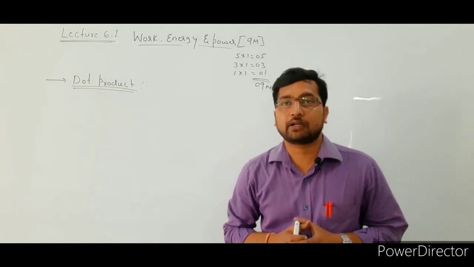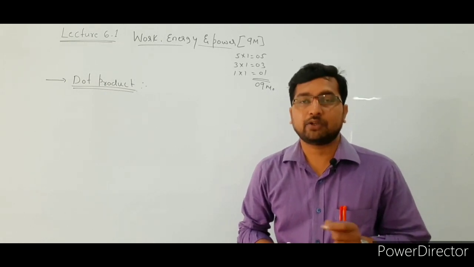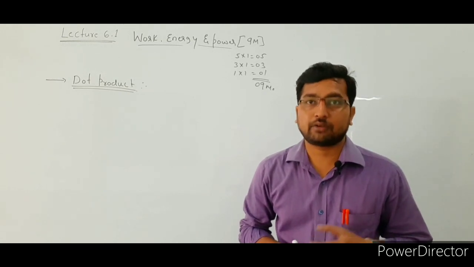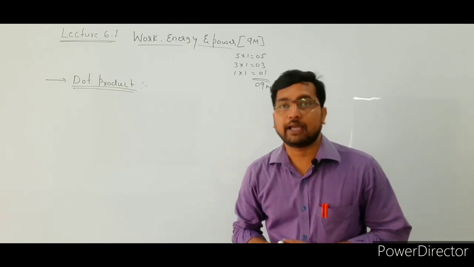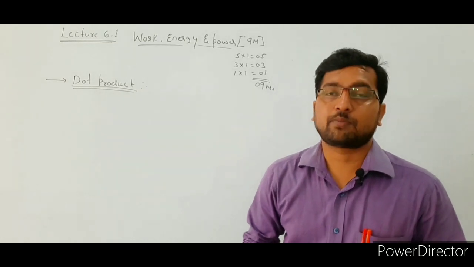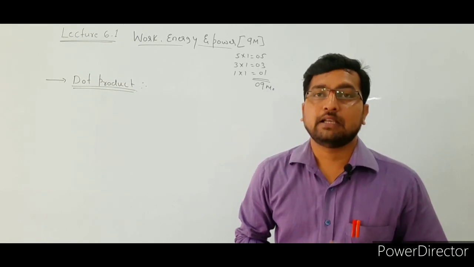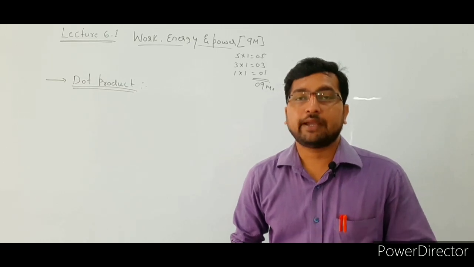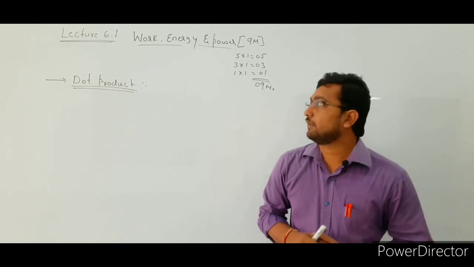The dot product of any two vectors is defined as the product of their magnitudes and the cosine of the angle between them. So that is the definition of a dot product.